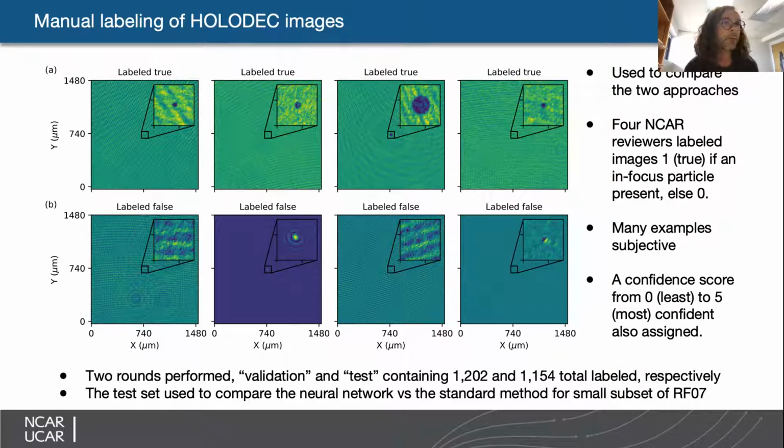Okay, and as you can see, a lot of these examples are kind of subjective. For instance, the one that's labeled false here is actually a reflection, which I did not know what that was. I had to have my colleagues Matt and Aaron explain to me that this is not a real particle and that it should be labeled false, and we don't want the neural net predicting a particle on examples like this.